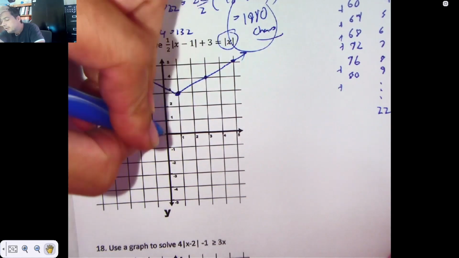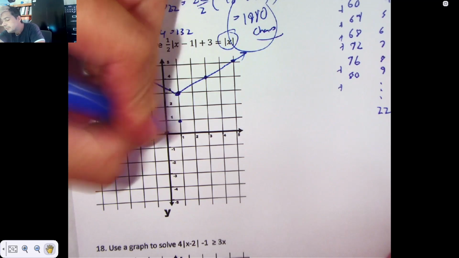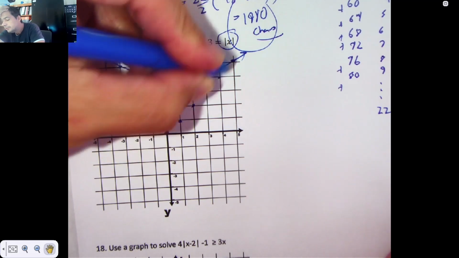This guy has absolute value of x. That's a mom function. Rises 1, runs 1, runs 1.